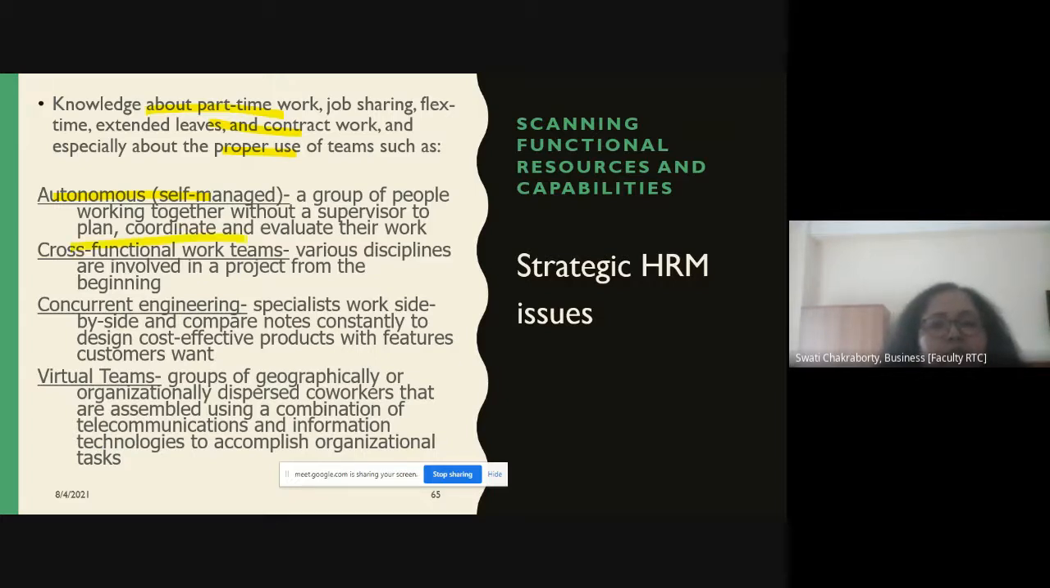Cross-functional and work teams where various disciplines are involved in a project from the beginning, different departments, right? Concurrent engineering. Specialists are working side by side and comparing notes constantly to design some cost effective products with features that customers want. And virtual teams, where we have people who are working in different parts of the country or different parts of the world, and they are just dispersed, but they're using telecommunication or other forms of technology to work together, like virtually.